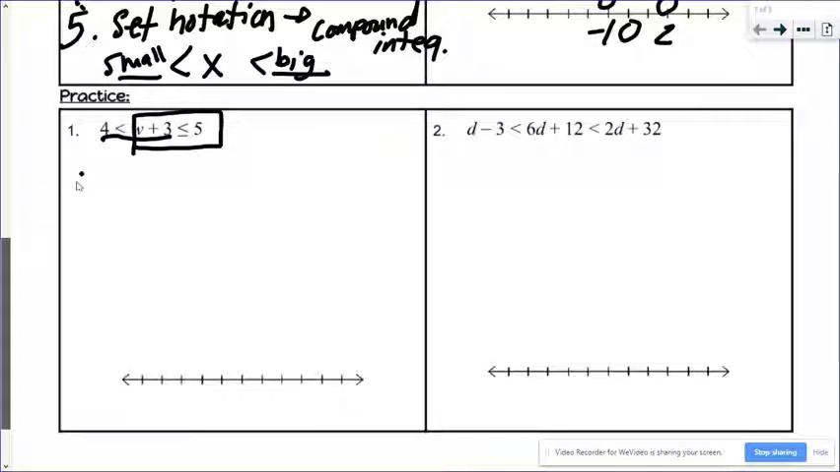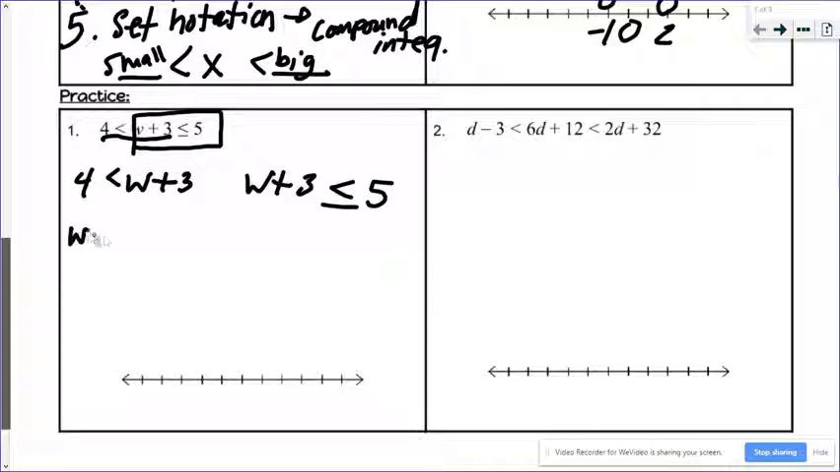So let's start with the first one. 4 is less than W plus 3. And then W plus 3 less than or equal to 5. So this middle section is what you're going to see repeated twice because it applies to both of them because it's a both. If I look at this first one that I wrote, I don't like this because my W is on the right, and I want it on the left. So I'm going to flip-flop this. Change my sign, and I can solve it.